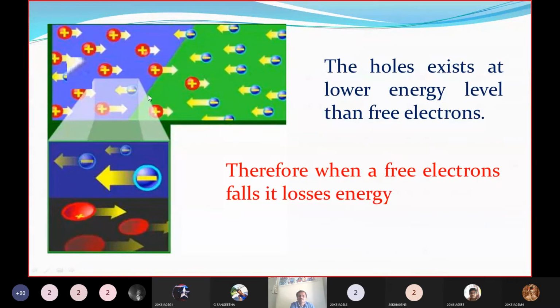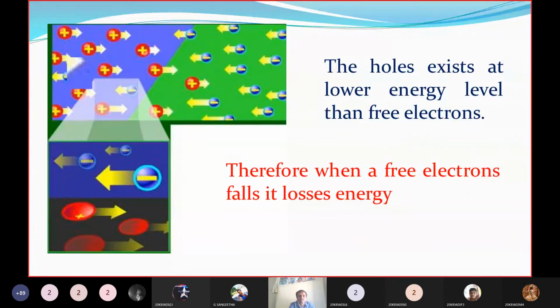Understood? Here electrons have high energy, holes have low energy. So whenever the electron and hole combine, what happens? The electron energy is reduced. That's why the electron loses some energy and recombines with the hole. In this process, the electron loses some energy, and that lost energy is emitted in the form of light. This is how light is emitted here. That is the working of the LED.